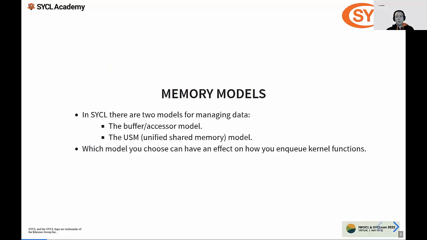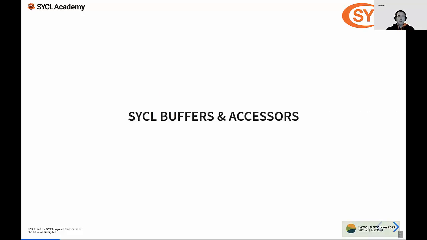What's important to note here is, as mentioned, that there are two main models here that you can use, either the buffer accessor model or the USM, the unified shared memory model. And what you choose can have an effect on how you enqueue your kernel functions. So let's start with buffers and accessors.